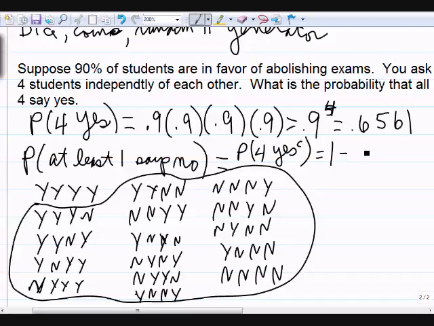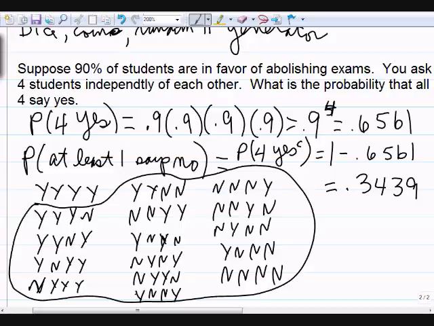Minus the probability of 4 yeses, which happens to be 0.3439. Okay? There's how you handle independent events.